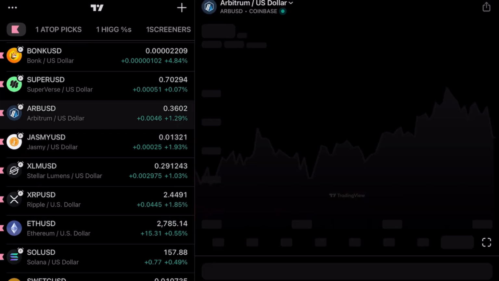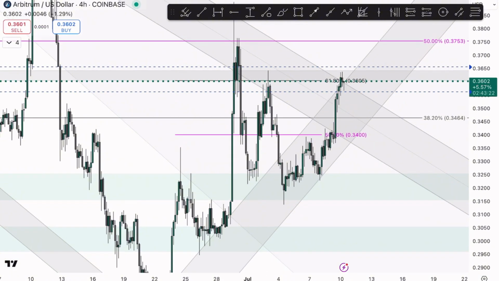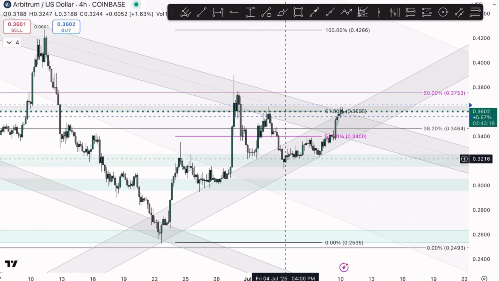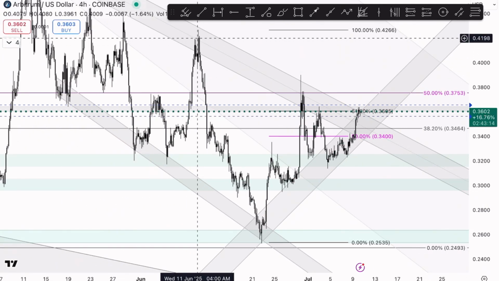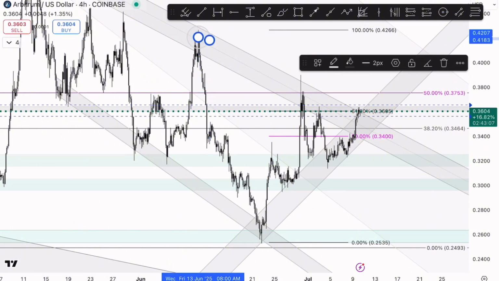The other one is Arc Block. Let's look at that. So it is above the 50% from the last swing. So the last swing was from here to here.